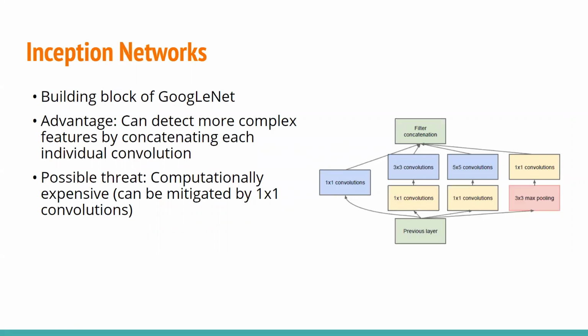You can see that the input of the previous layer is being given as input to 4 different operations: a 1 by 1 convolution, a 3 by 3 convolution, a 5 by 5 convolution, and a max pooling layer. Now the outputs of these layers are concatenated and passed on to the next layer.